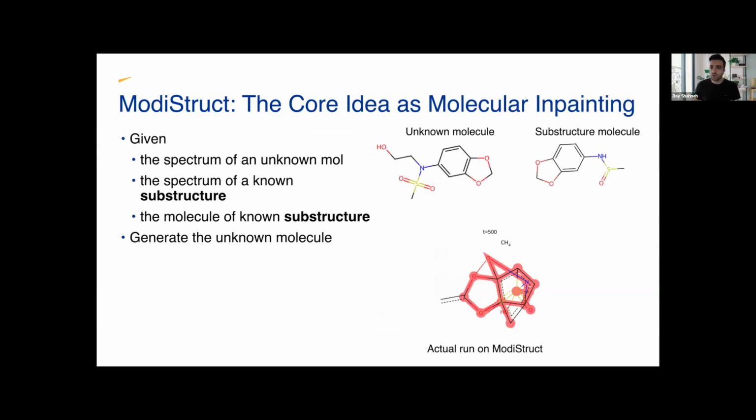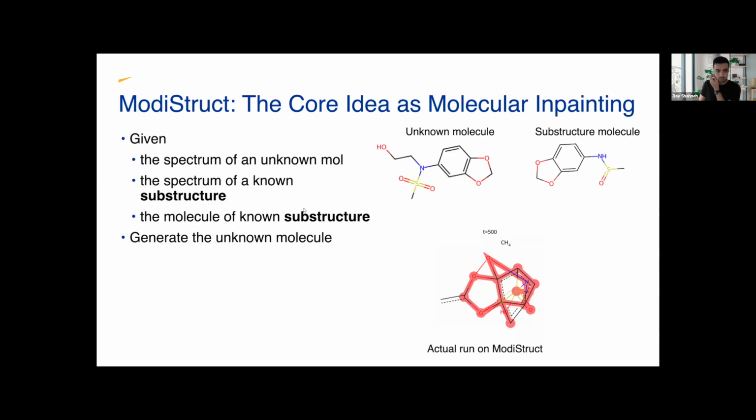So for Modistruct, the core idea is if we have the spectrum, the mass spectrum, the tandem mass spectrum of an unknown molecule, and we want to see what it is. But we also have two more pieces of additional information. One is the spectrum of a known substructure, so a molecule that is a substructure of the unknown molecule. Here you can see an example of a substructure molecule and the unknown molecule.